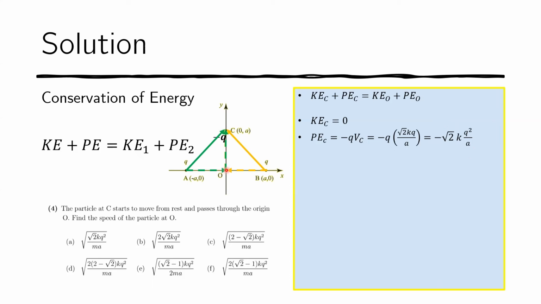Now, at point O, the kinetic energy is 1/2 m v sub O squared. So v sub O is the speed of the particle at the origin. So that is just the kinetic energy.